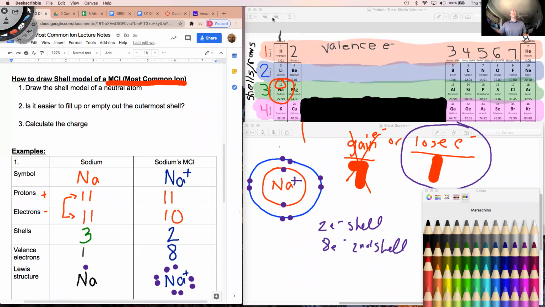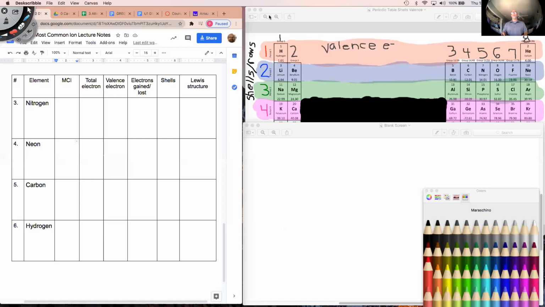All right, let me get the next page set up for you. Okay, so here we are. This is going to be a handout that you're going to see very similar to this. And so we're going to take a look and see if we can figure out what is the most common ion, or we're basically looking for the charge. What's the most common charge that nitrogen's going to have? Because an ion is a charged particle.